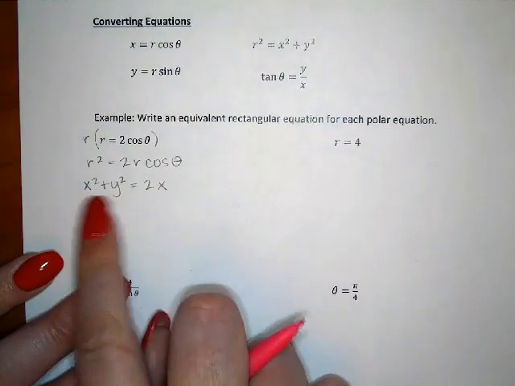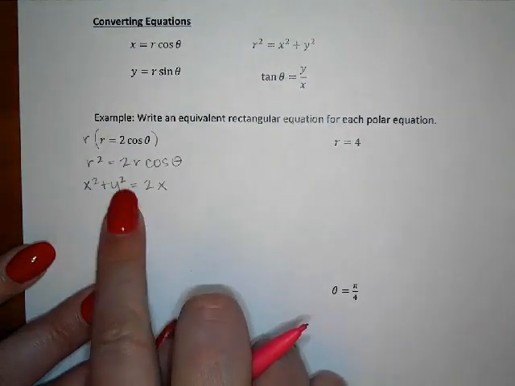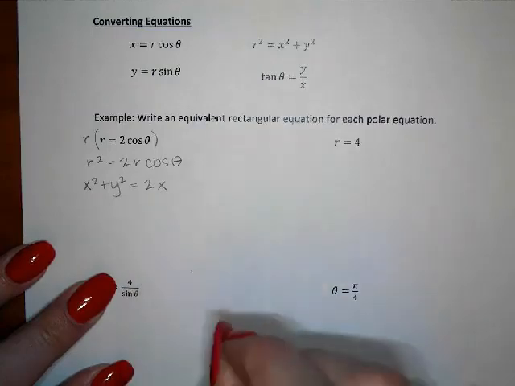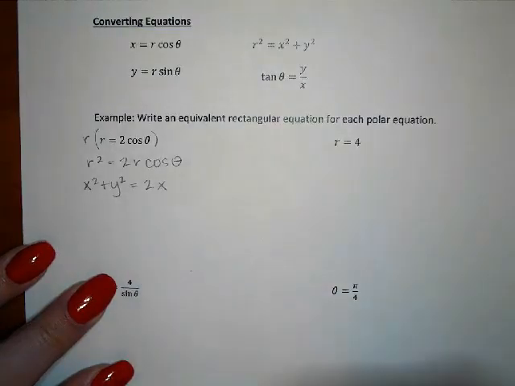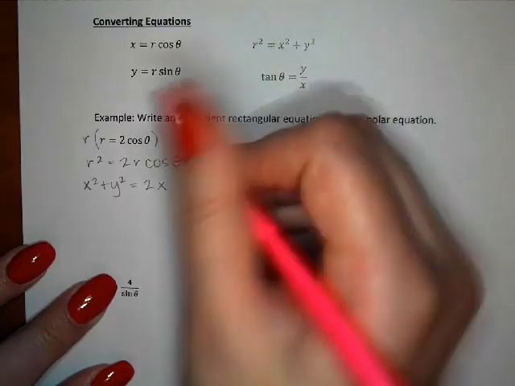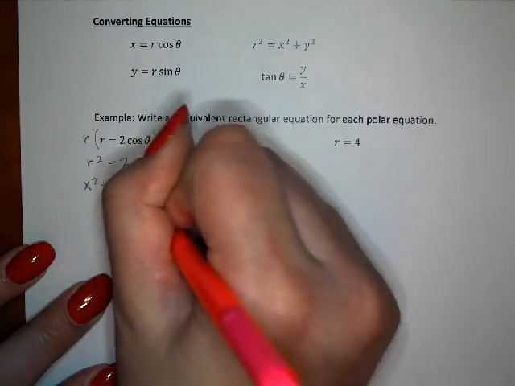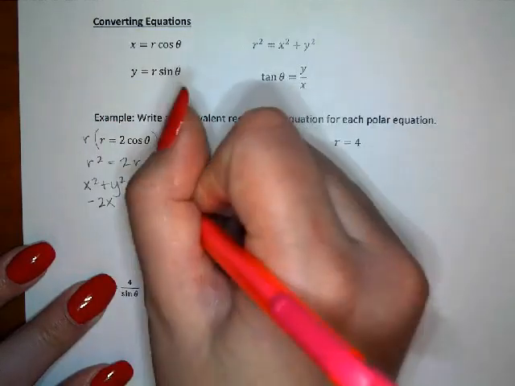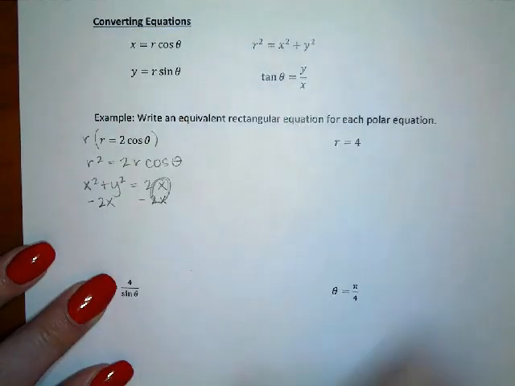So this over here, the x squared plus y squared, should remind you of a circle. And then over here, the 2x just means that that circle has been shifted to the left or to the right. So what I'm going to do is make it equal 0 by subtracting the 2x over. And so what I'm doing now is making this equation into something that looks more recognizable.